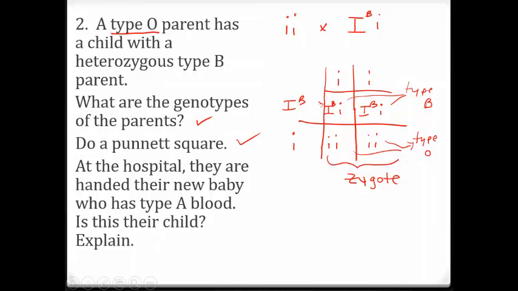So if I was this particular mom with a baby who had type A, I would say, no, that is not my child, and my explanation would be that my husband and I do not have the potential of having a type A child. That's not a combination that either one of us could contribute. So definitely not our child. This is how they used to do blood typing before we had DNA testing. They could blood type a child with the parents and see if there was maybe a mix-up.